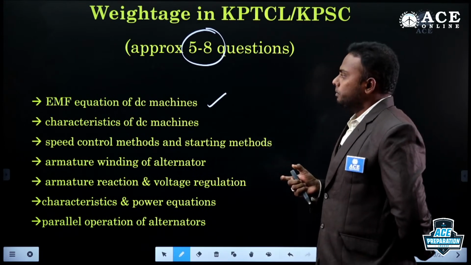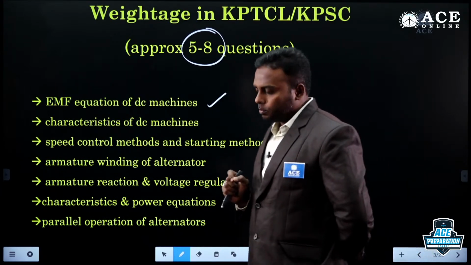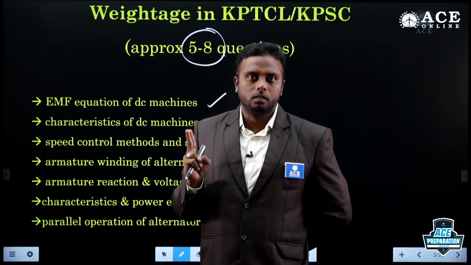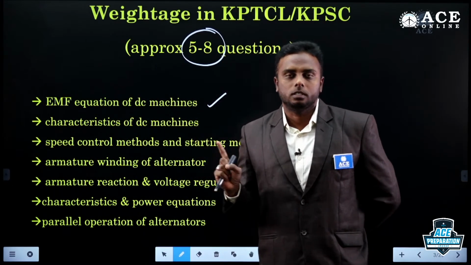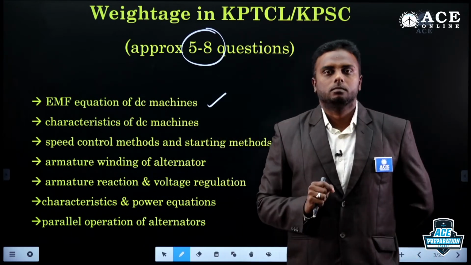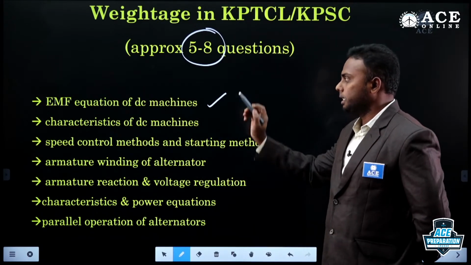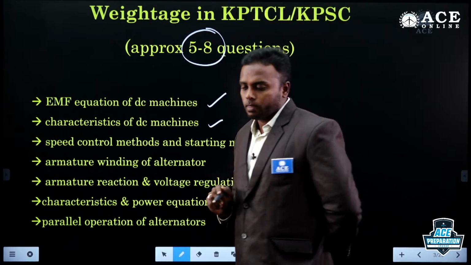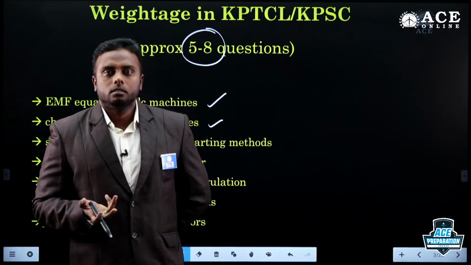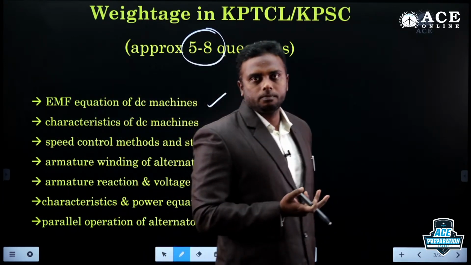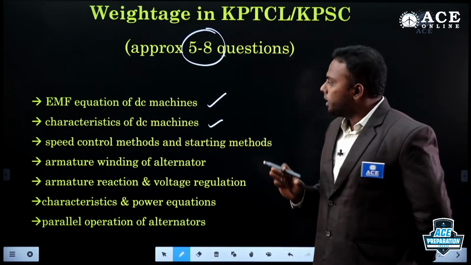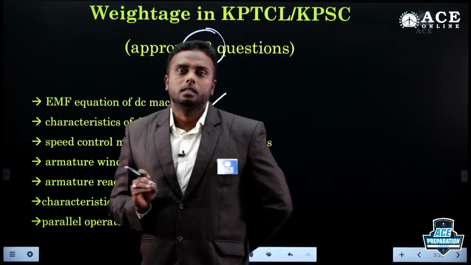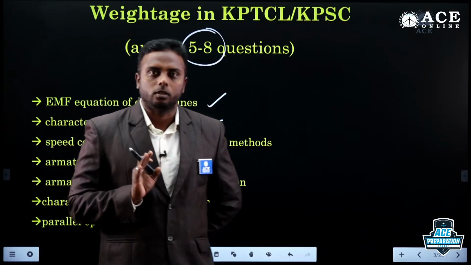Now, EMF is directly proportional to speed and flux. From this relation, many times there are questions on DC machines. So you need to concentrate on this EMF equation relation. After that, we have questions on characteristics: characteristics of DC generators and characteristics of DC motors, both. Particularly in motors, which characteristics is important? DC series motor characteristics are important.